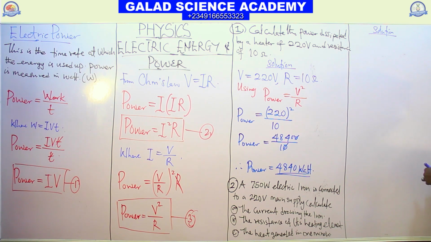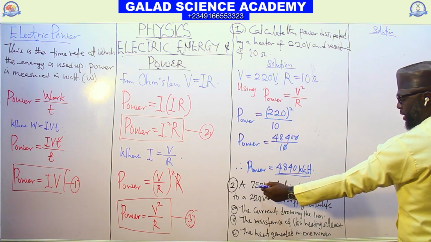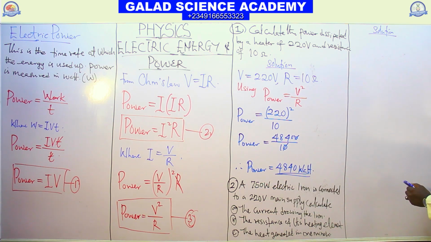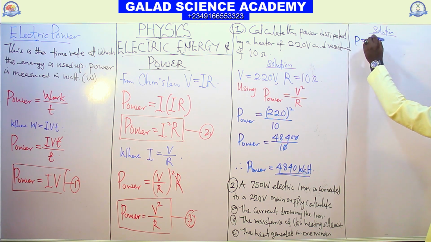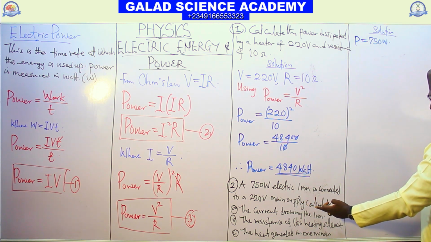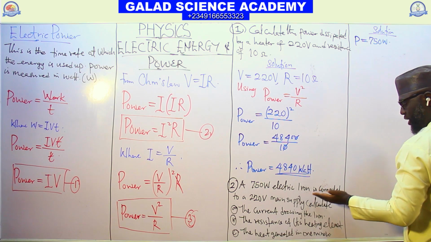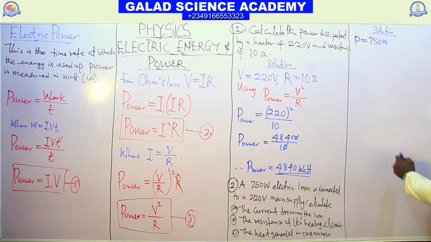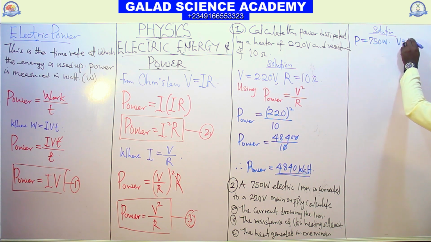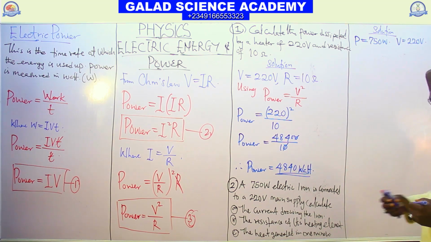Solution. For this, we are given power. P is 750 watts. A 750 watts electric iron is connected to a 220 volts main supply. The potential difference is 220 volts. We are now asked to calculate the current drawn by the iron.